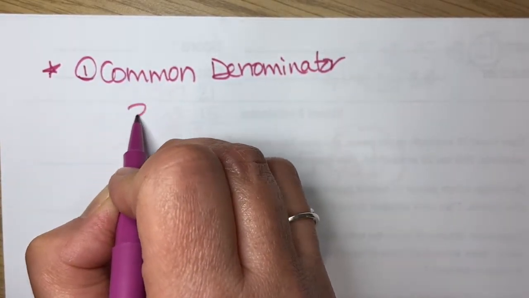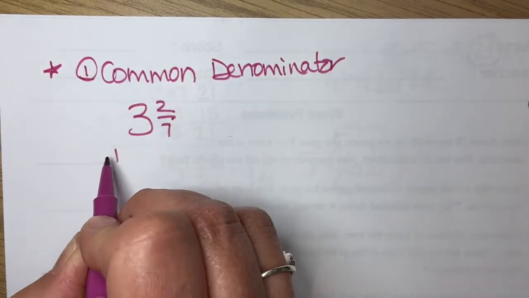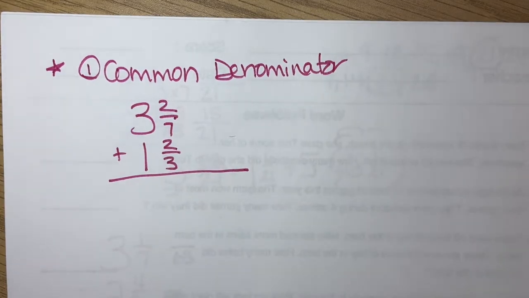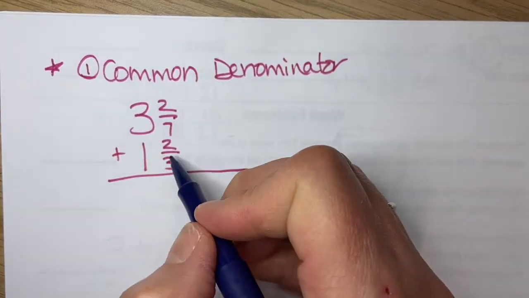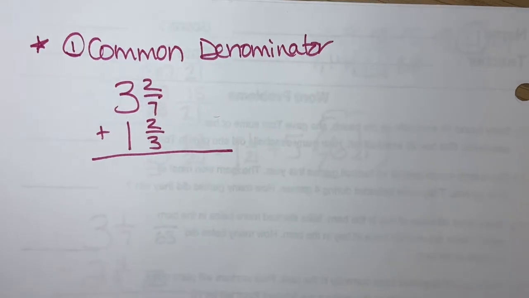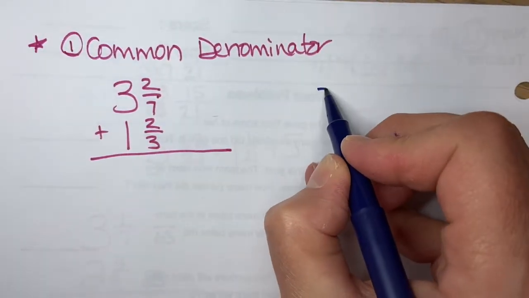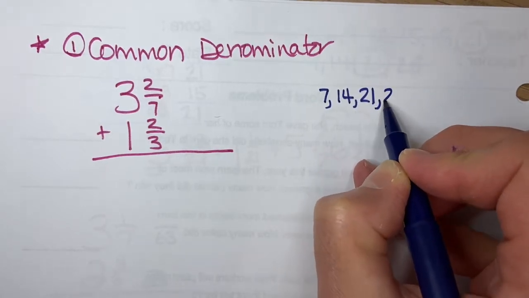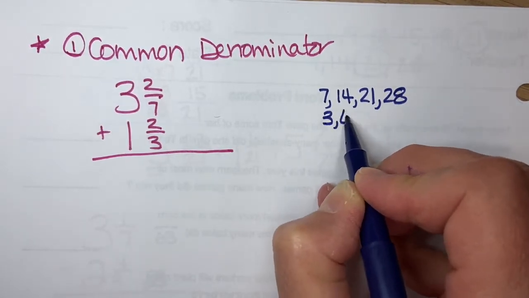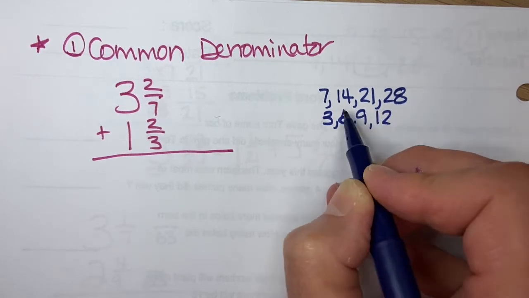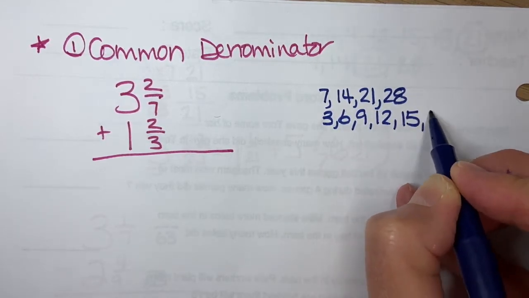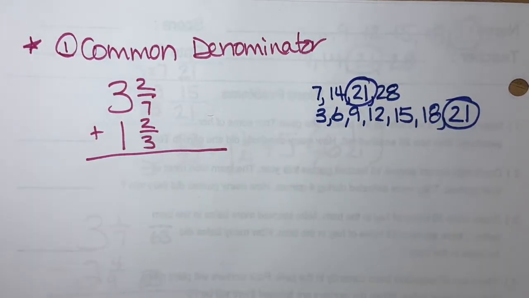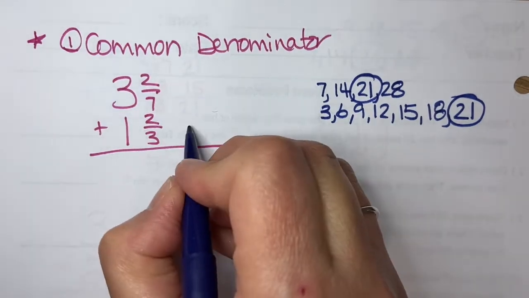So if I had 3 2/7 plus 1 2/3, I have to figure out what 7 and 3 both go into. Not what can go into them. Nothing goes into them but 1. So if I have to, I list out 7, 14, 21, 28, and then I could list out my 3s if I needed to, 6, 9, 12, until I get to a number. 15, 18, 19, 20, 21. Oh, there we go. So I know 21 is the least common denominator.